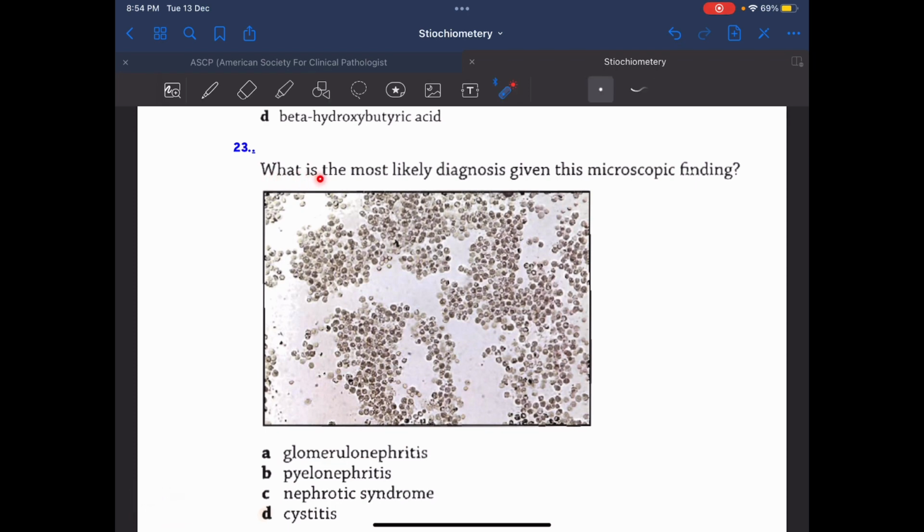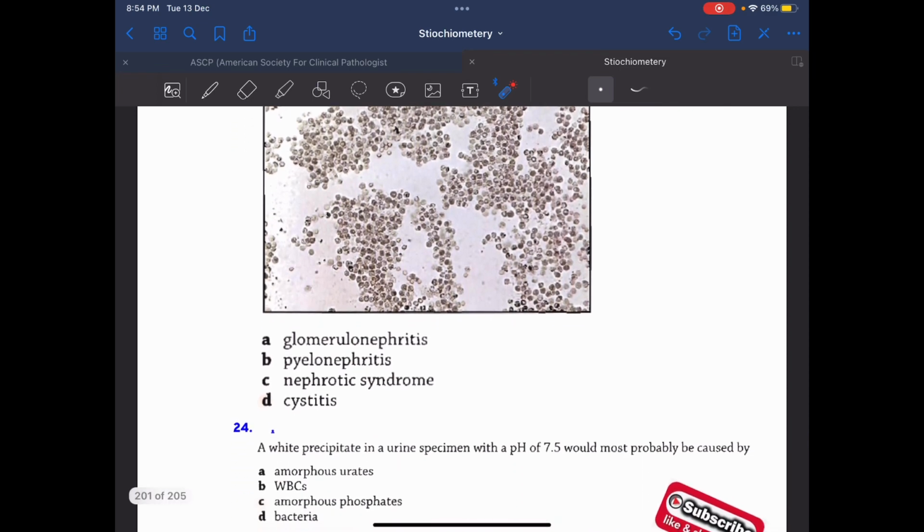Question 23. What is the most likely diagnosis given these microscopic findings? If we look here, we will see white blood cells, some RBCs, and bacteria. So is it glomerulonephritis, pyelonephritis, nephrotic syndrome, or cystitis? Here there are no white blood cell casts. Glomerulonephritis is for RBC casts. Pyelonephritis is for white blood cell casts. So the correct answer is cystitis, D.